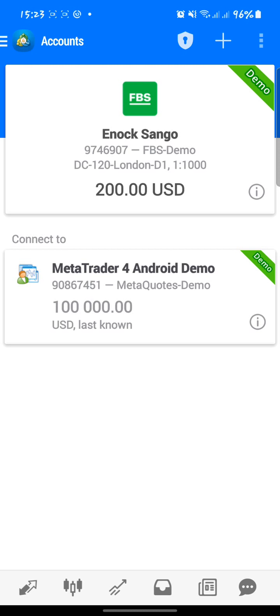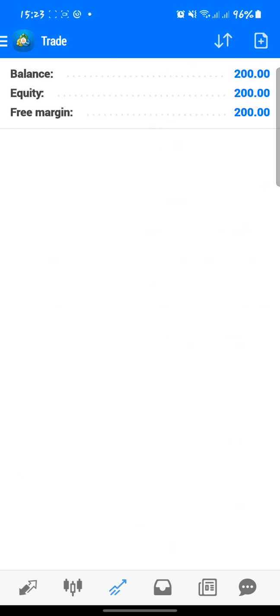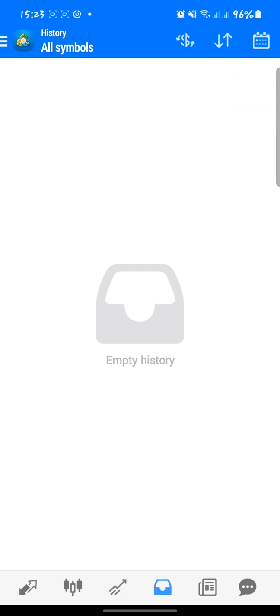All right, so we are going to concentrate on only 3 buttons that we have at the bottom there: the quotes page, the one that I've selected in blue there, also the trade page. That's where you'll be seeing your running trades right here, and also the history page, which is where you'll be seeing your exited trades, or the trades that have already ended.